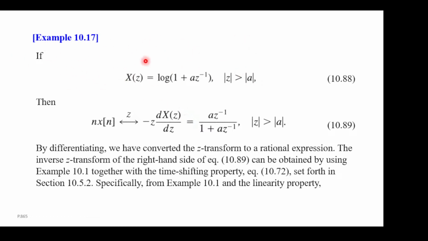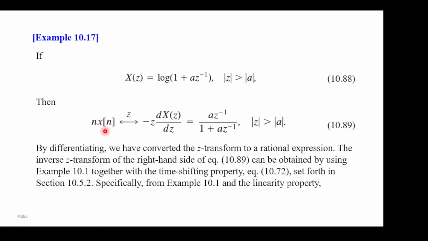So in this example, we have x of z equal to this log of 1 plus a z minus 1, with ROC being z bigger than a. And I think we saw this before when we did power series expansion. But here we solve this in a similar but different way by using our differentiation property. And so we have this log here, and if we want to do the inverse transform on this thing, well, this log is very annoying because it's not a rational function anymore. As we saw before, we can do power series expansion, but now we can also deal with the log by just using the differentiation property.